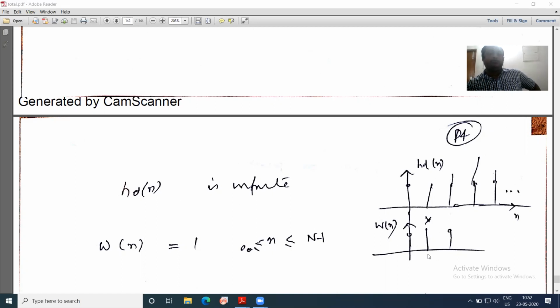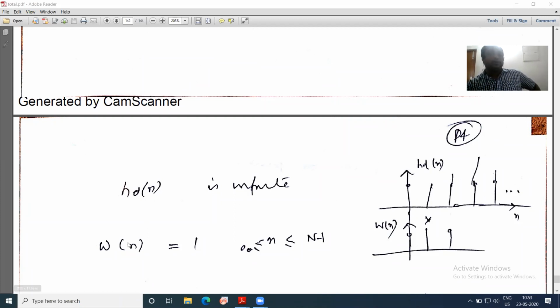Whatever be the value for which w of n exists, if I multiply these two, then those values will exist where w of n exists. When w of n does not exist, in such a case, this product will also not exist. Suppose the n equal to 0 value is there, this product will be multiplied. But beyond this particular point, where w of n is 0, the rest of hd of n has values, however the product will not have a value.